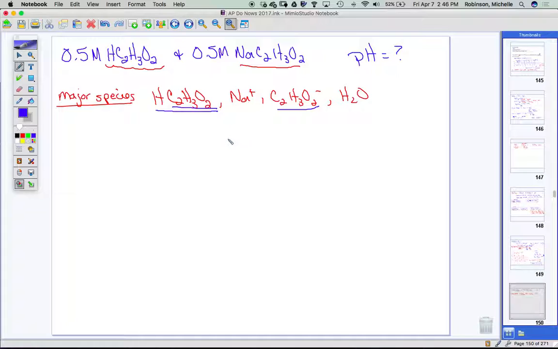Okay, and all right, but this one's a weak acid. And we know its Ka somewhere. Did they give it to us? Yes, 1.8 times 10 to the negative fifth. All right, what about Na? What did it come from? Strong base. So is it going to affect the pH? Nope.